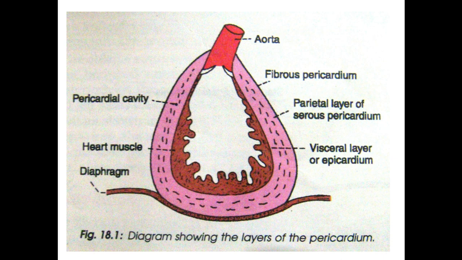This is a diagram from your book. We can see the two layers: the fibrous pericardium, the parietal layer and the visceral layer. And then we have the heart muscle, that is the myocardium. Between the parietal and the visceral layer is the cavity. Which cavity are we talking about? The pericardial cavity. And the heart rests on the diaphragm.